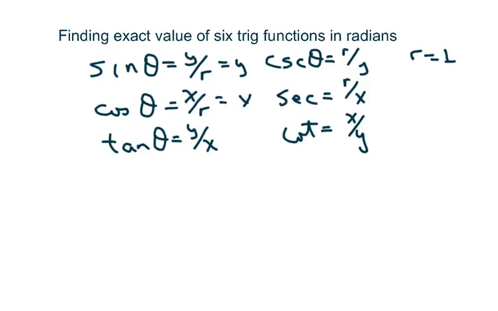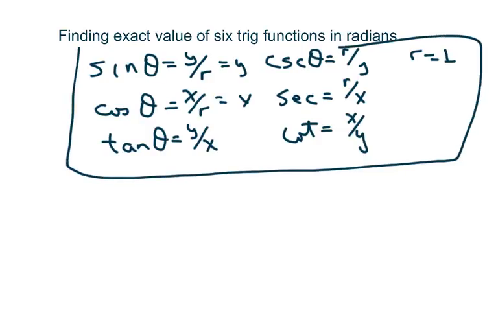Hi guys, in this video we're going to find exact values of the 6 trigonometric functions when we're given the angle in radians. Make sure you know your trig ratios. We're using a radius of 1, so sine of theta is really y, cosine of theta is really x, and therefore cosecant is really 1 over y, and secant is 1 over x. Okay, the first one we're going to do is 8 pi over 3.